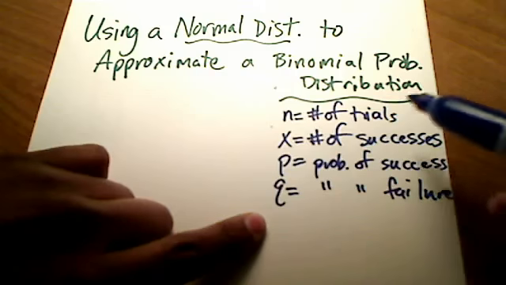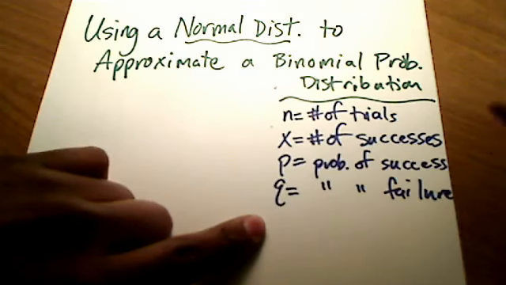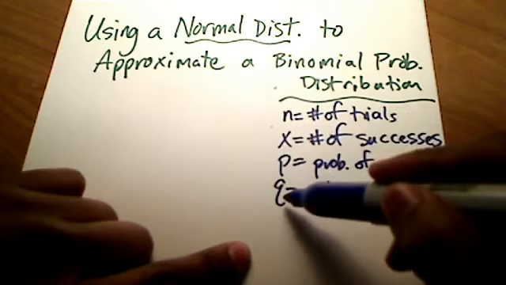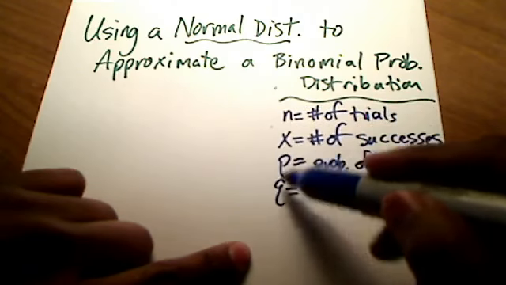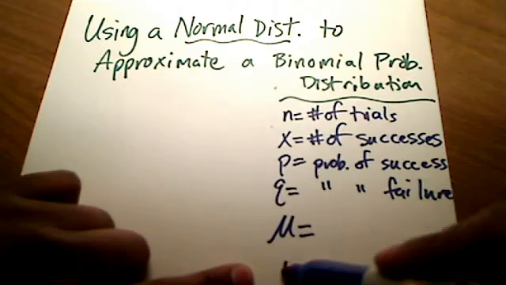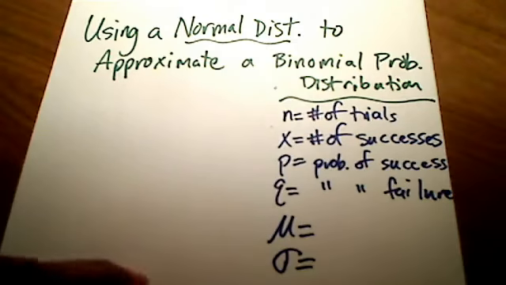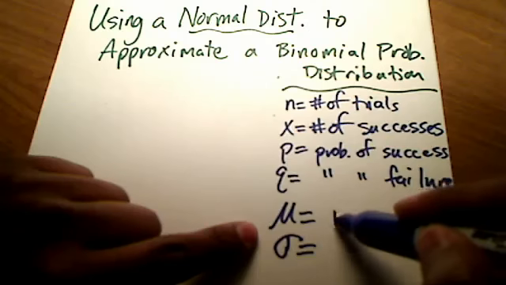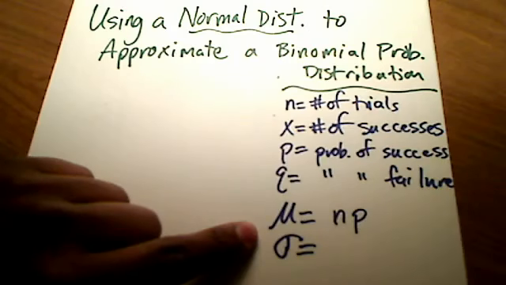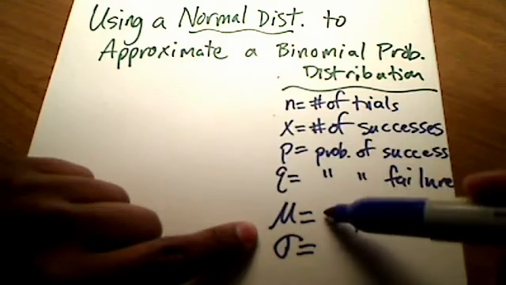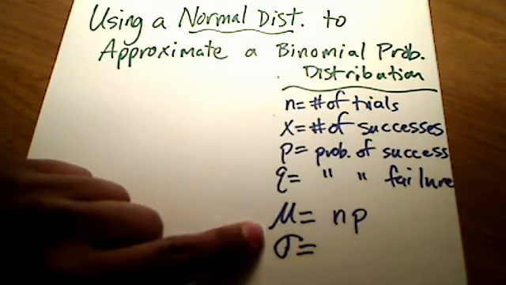Okay. The other thing too that you might recall from a binomial probability distribution is if you know these values, n, x, p, and q, you can find the mean as well as the standard deviation. Right? The mean formula is really simple. It's just n times p. That's how you find the mean. You take the number of trials times the probability of success. That will give you the average, the population mean.